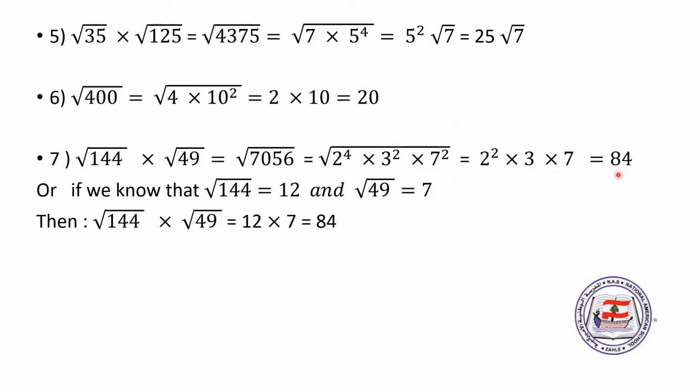and finally get the answer 84. In such a case, if we know that square root of 144 is 12, and square root of 49 is 7, we can directly, without using the prime factorization, replace square root of 144 by 12 and square root of 49 by 7, and we get 84 directly.